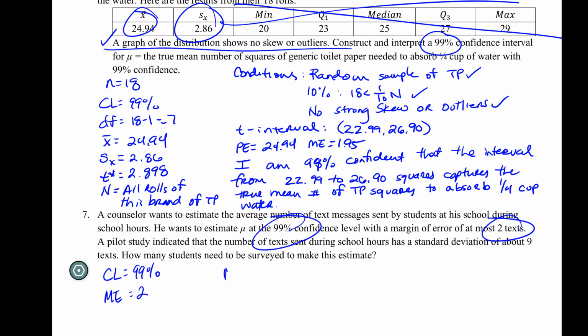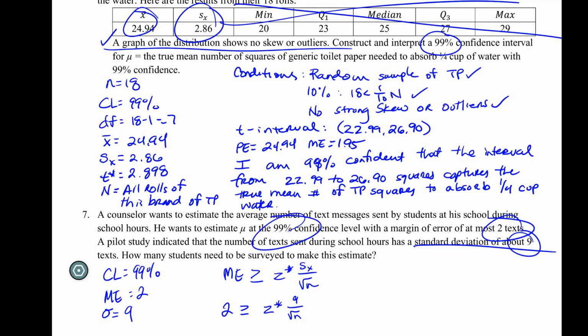So I know that I have this relationship that I'm supposed to use. ME is going to be greater than or equal to z star times the standard deviation over square root of n. You see, oh, perfect. There's my standard deviation, about 9. So I'm going to use sigma equals 9. We can start plugging some things in. We know that 2 is going to be greater than or equal to z star times 9 over the square root of n, but I don't know what z star is.